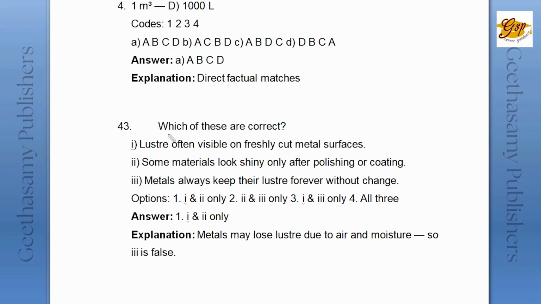43rd question. Which of these are correct? 1, luster is often visible on freshly cut metal surface. 2, some materials look shiny only after polishing or coating. 3, metals always keep their luster forever without change. 1 and 2 only, 2 and 3 only, 1 and 3 only, all the 3. So correct statements are 1 and 2 only, because 3 is wrong. Metals may lose luster because of air and moisture. So the third is false.